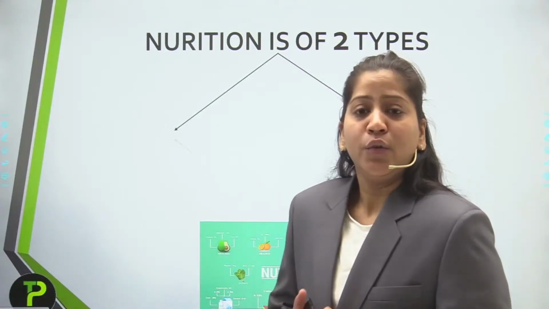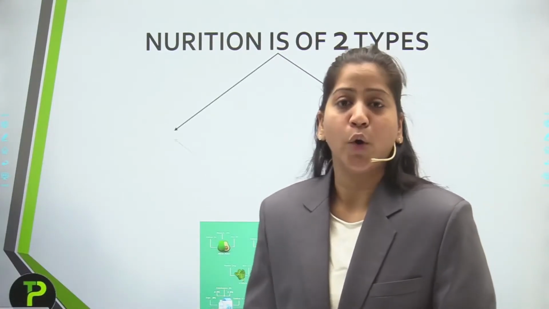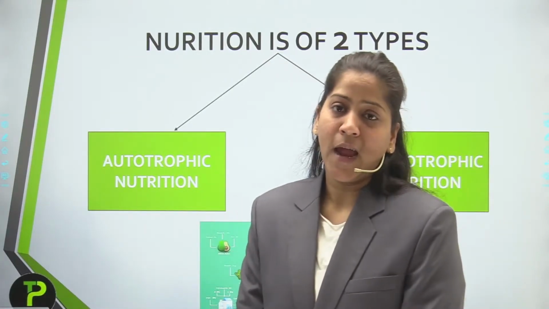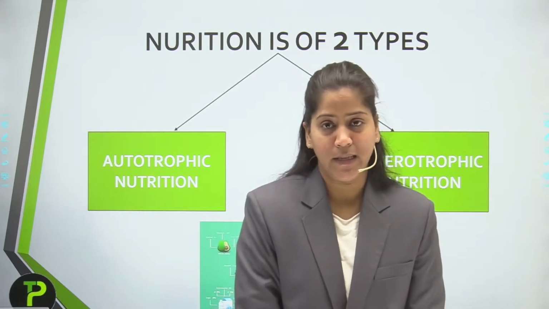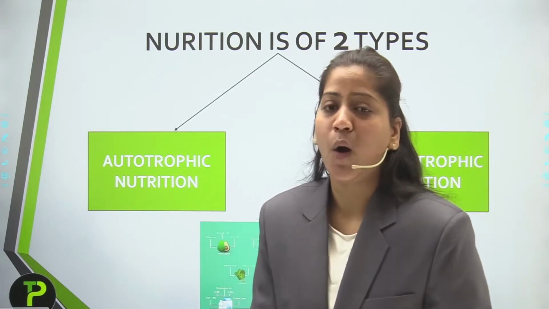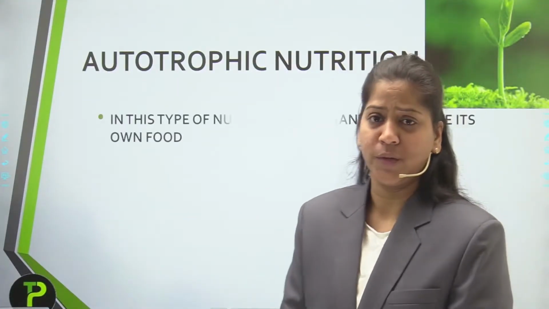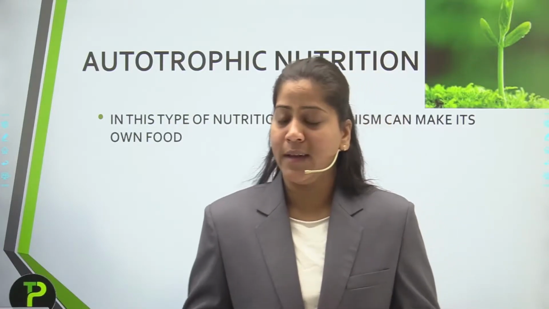So basically the nutrition is of two types. One is autotrophic nutrition, which we will study in detail, and the second type of nutrition is heterotrophic nutrition, which we will study in detail. Let's move towards autotrophic nutrition first. So what is autotrophic nutrition? In this type of nutrition, an organism makes their own food. It is a nutrition in which organisms do not depend on others to get food, but are self-sufficient to make their own food.